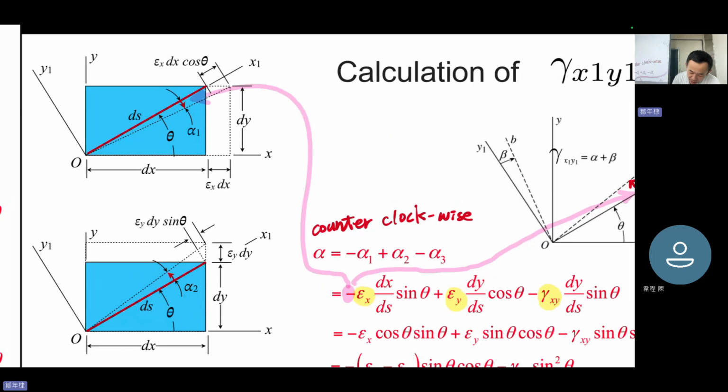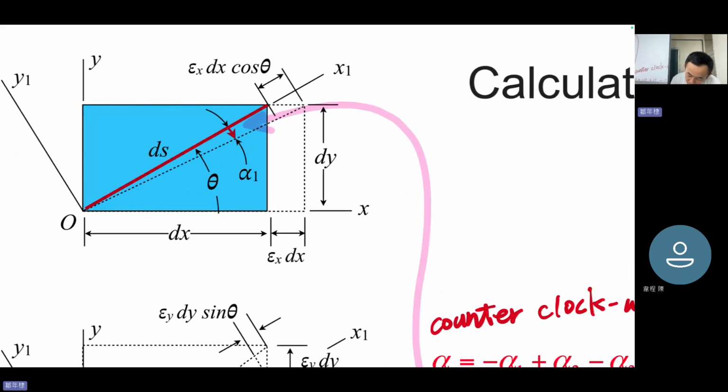Again, we have this triangle, and this is theta. So again, epsilon x dx times, this should be this one.